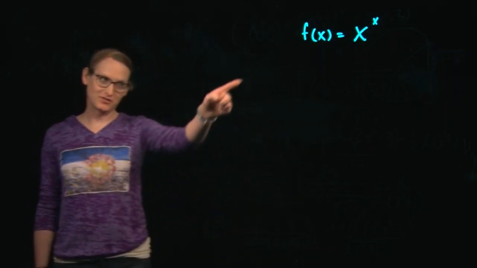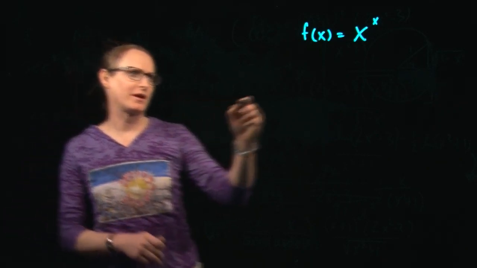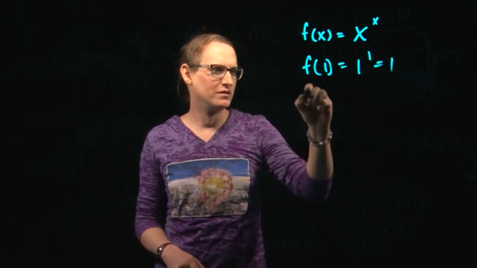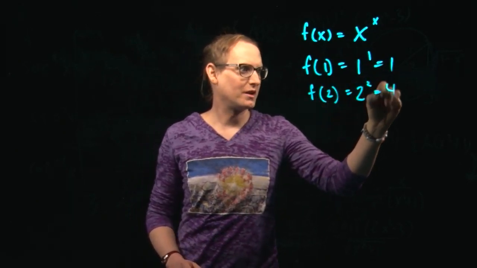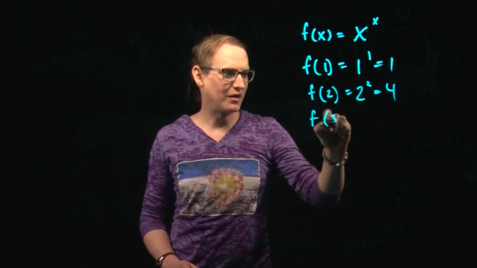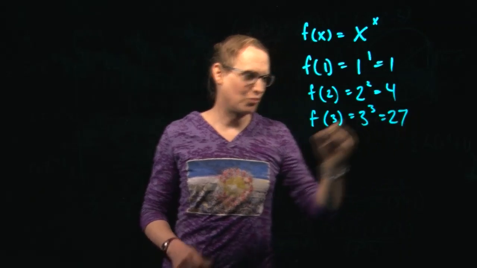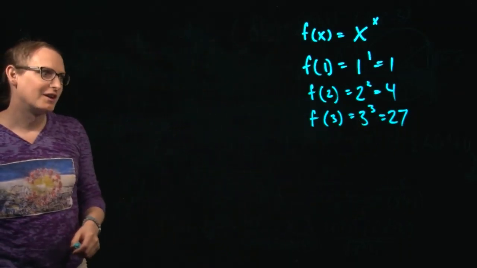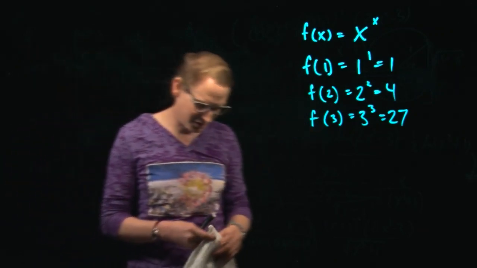Here's a crazy function, x to the x. If I plug in f at 1, I get 1 to the 1, which is just 1. f at 2 is 2 to the 2, which is 4. f at 3 is 3 to the 3, which is 27. This thing is crazy. Next we'll do 4 to the 4, and it's going to be way bigger.